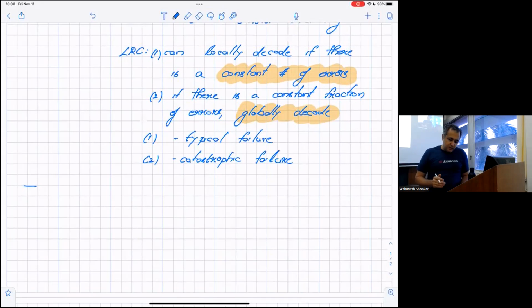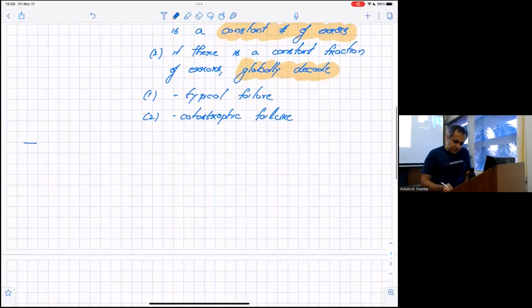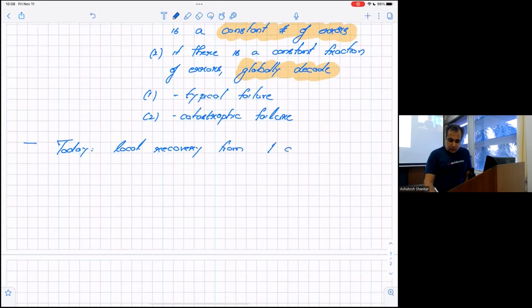So let's start off with if we can do this. Let's see a definition. For today, we'll talk about local recovery from one corruption. That's our whole lecture is going to be based on this.